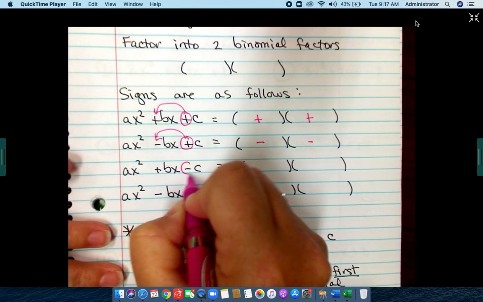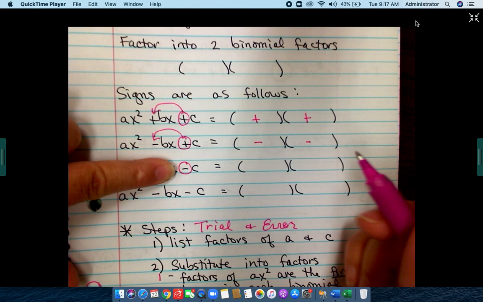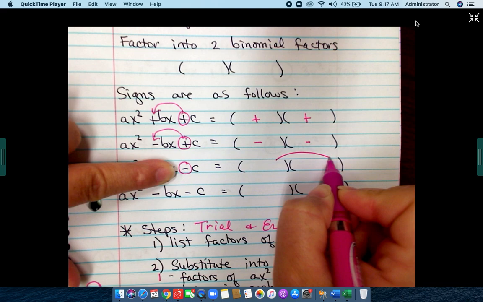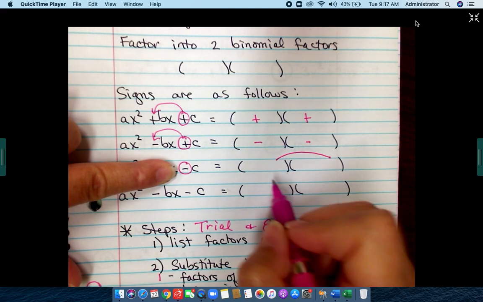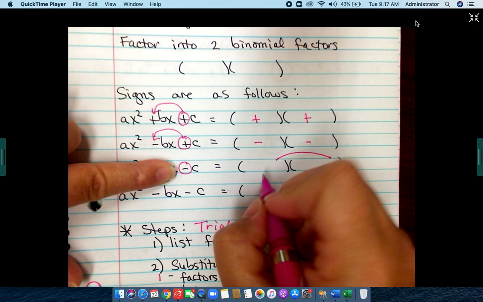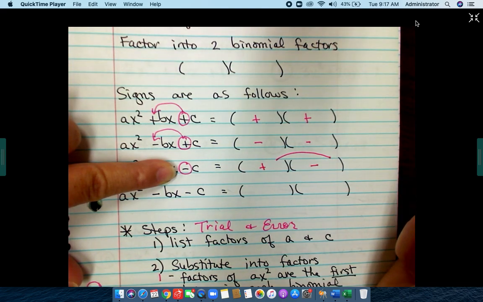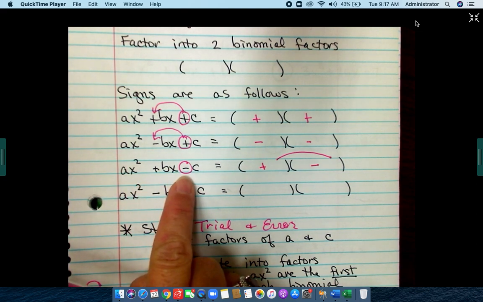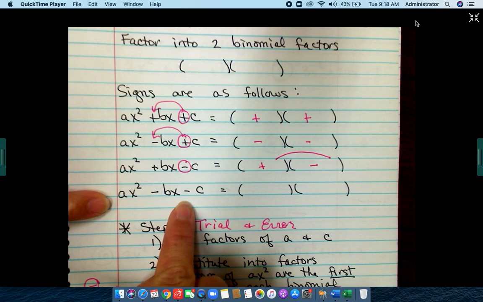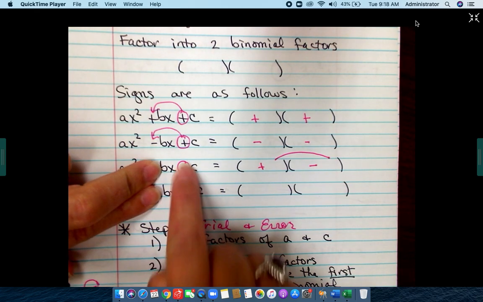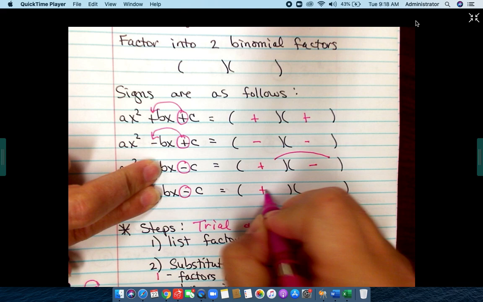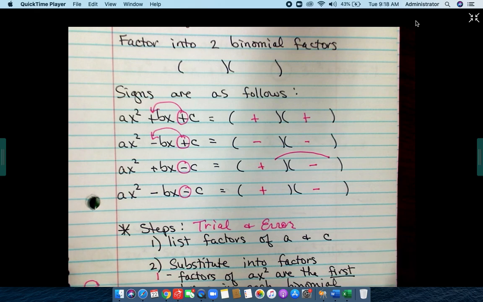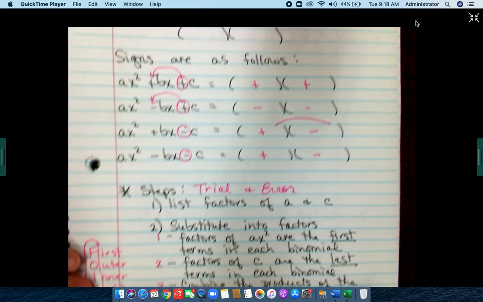If my last term is negative, the only way, when we FOIL, to get our constant term, remember, we do first, outer, inner, last. When we multiply our last terms, in order to get a negative value, we have to multiply a positive times a negative. So it doesn't matter if we have a positive linear term and negative constant, or a negative linear term and a negative constant. Regardless of this, if my constant is negative, I'll always have 1 positive and 1 negative. That's important. We covered that in the last lesson, but I just wanted to reiterate those points.